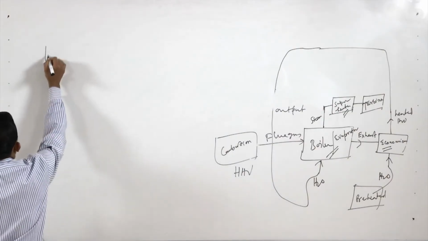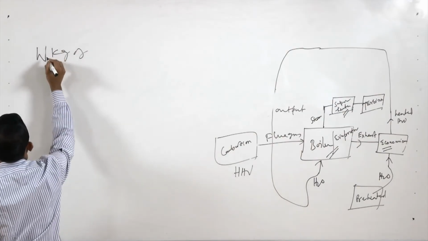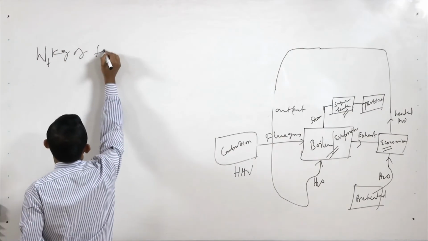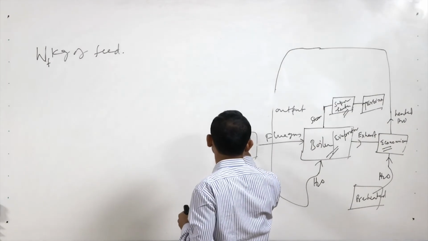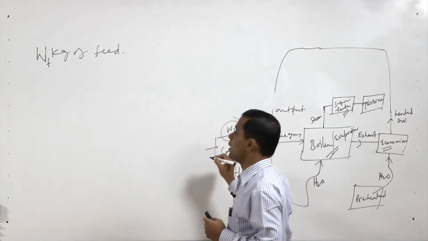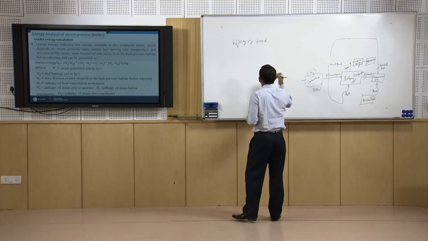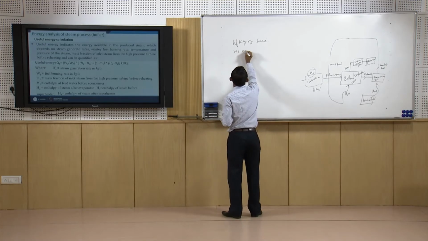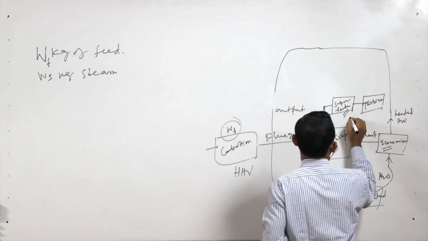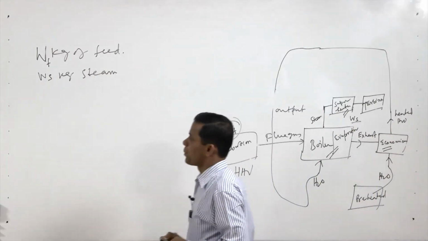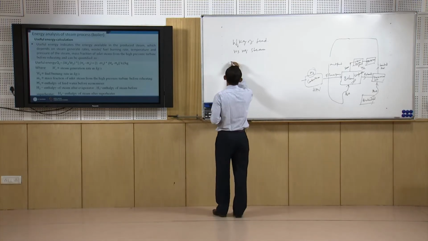So, if we use WF kg of feed here, feed in this case being any fuel, in our case maybe waste, and if it produces Ws kg of steam, then what is the useful energy?